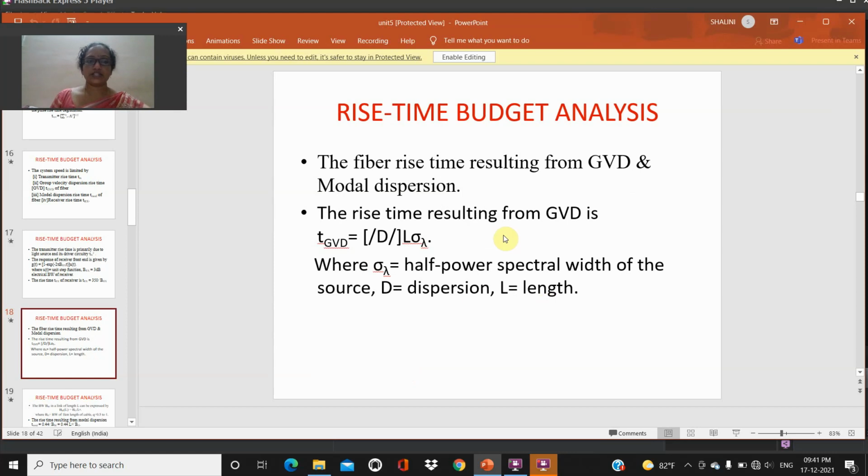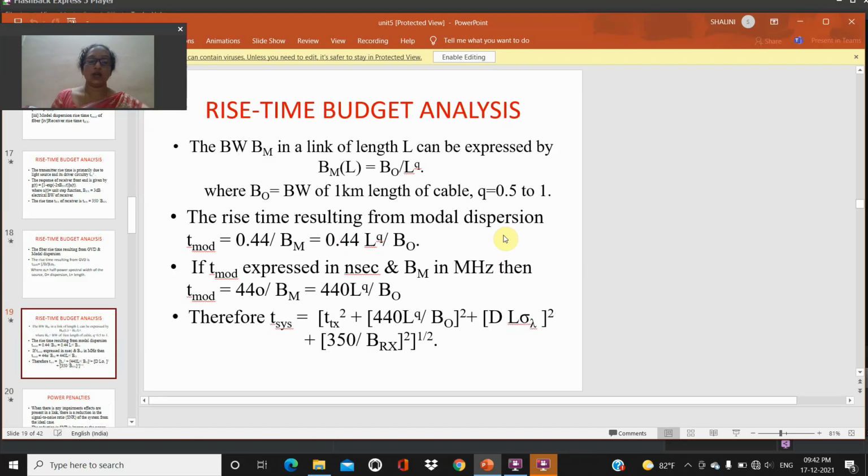The rise time budget analysis. The fiber rise time results from GVD and modal dispersions. The rise time resulting from GVD is T GVD is equal to D times L times sigma lambda, where sigma lambda is the half power spectral width of the source, D is the dispersion and L is the length.